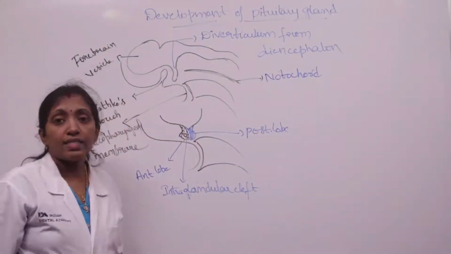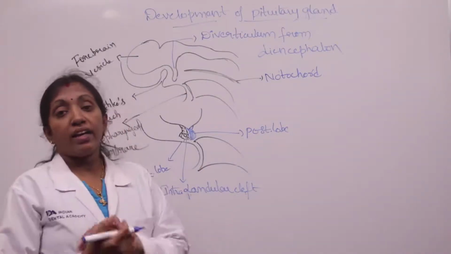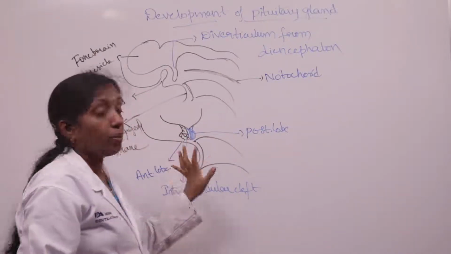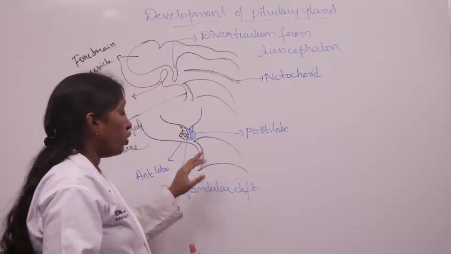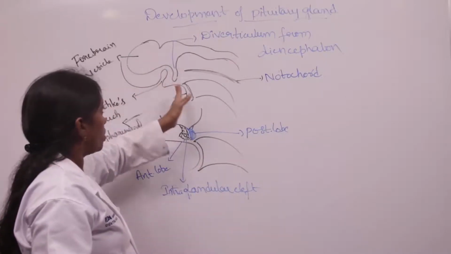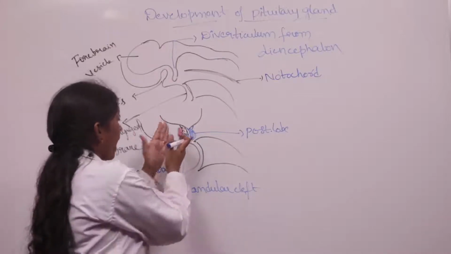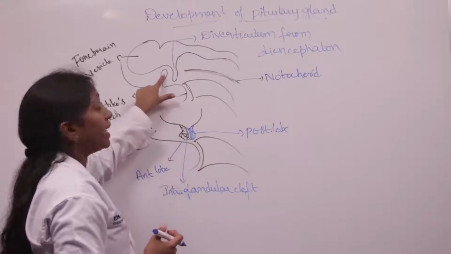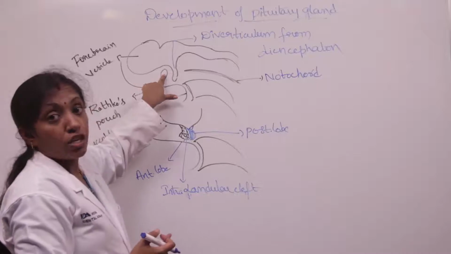And now we are discussing the development of the pituitary gland. We know that the pituitary gland consists of an anterior lobe and a posterior lobe. Both have different origins. Coming to the anterior lobe, it develops as an ectodermal diverticulum from the roof of the stomatodeum.